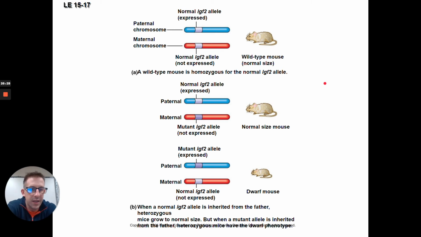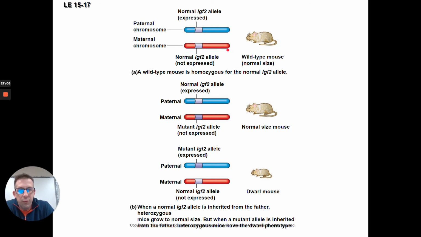has a trait that allows it to grow into a normal-sized mouse. Okay? And it also has a trait that, if it gets a certain version of it, will cause it to become a dwarf mouse or a small mouse, right? Now, a mouse that is wild type, okay, so this wild type mouse is the normal size mouse. It's the one that's most common in the population. And this normal IGF2 allele will code for a normal size mouse.